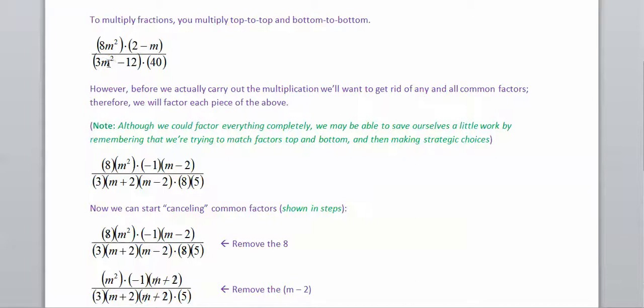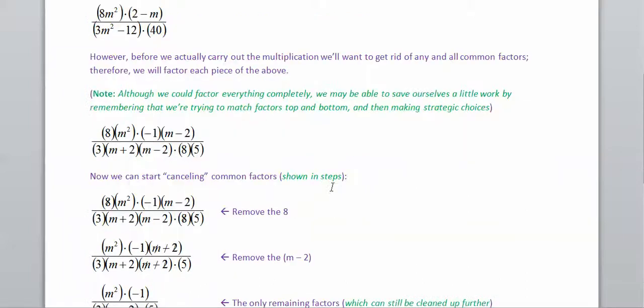And we're going to see why when we break apart the 3m squared minus 12, which has a common factor of 3, which then becomes m squared minus 4, difference of squares, which is the m plus 2 and m minus 2. So I happen to recognize up front that the 2 minus m, if I factor the negative out, it's going to have a matching factor down below. And then finally factor the 40 into 8 and 5.